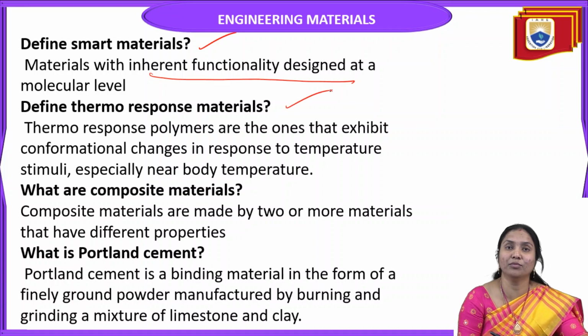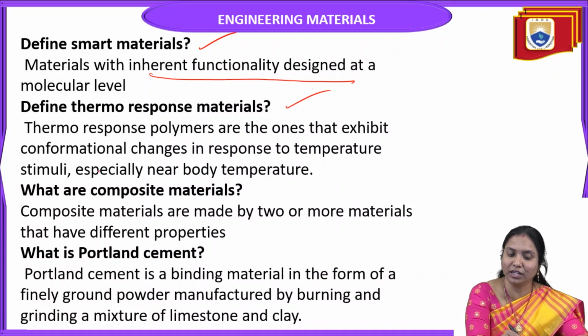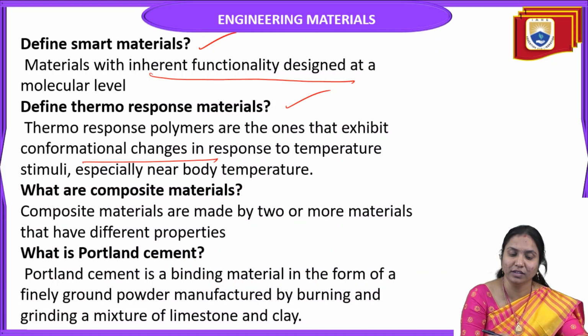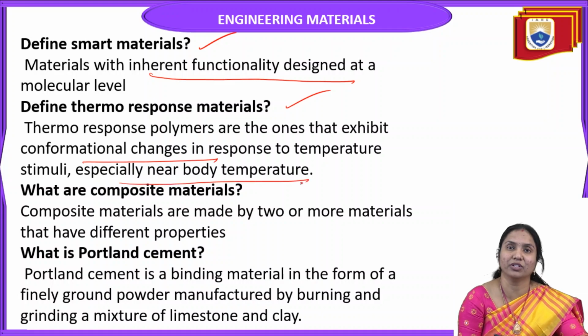And define thermoresponsive materials. Thermo means temperature. Thermoresponsive polymers are the ones that exhibit conformational changes in response to temperature stimuli, especially near body temperature. So simply we say these materials change their shape or response with temperature. This type of materials are called thermoresponsive materials. This type of materials responds to temperature.